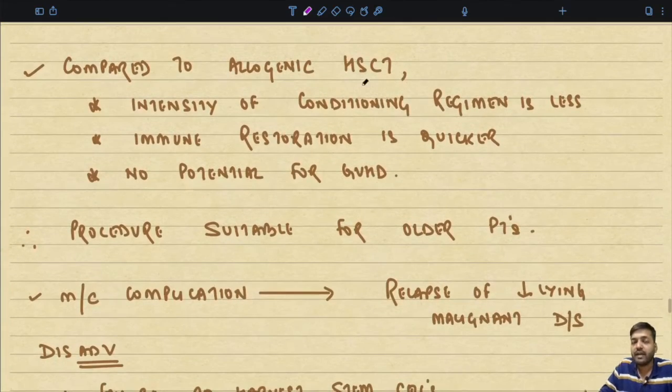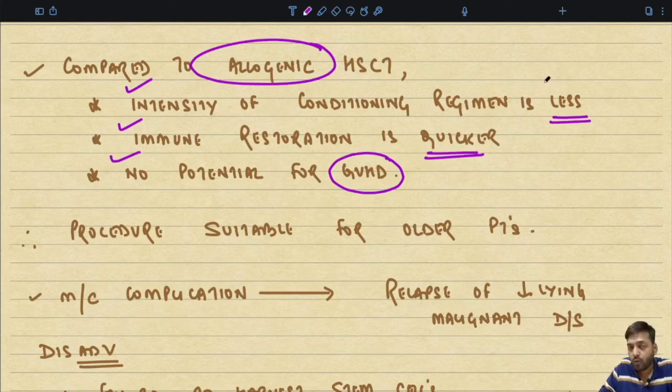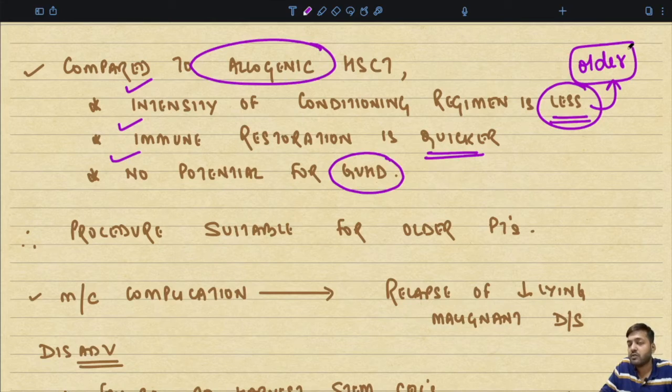So what is the comparison with the allogenic hematopoietic stem cell transplant? Compared to the allogenic variety, the intensity of the conditioning regimen is less over here. The immune restoration is quite quicker, and there is no potential for GVHD in case of autologous variety. So these are the advantages of the autologous variety. Here the intensity of the conditioning regimen is quite less, so autologous HSCT can be performed on older individuals, because they will be better able to tolerate this variety.